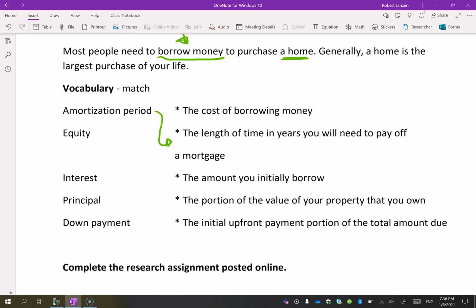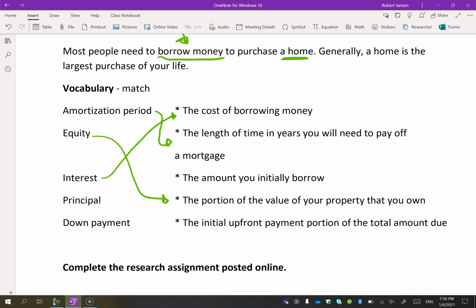All right, what is equity? Equity is the portion of the value of your property that you own. In other words, what you've paid off already. Not what you still owe the bank, but what you've already paid off. Okay, next, interest. Interest is the cost to borrow the money. This is the money you're going to pay the bank for the privilege of them paying for your house up front. We'll talk a lot about that in this unit.